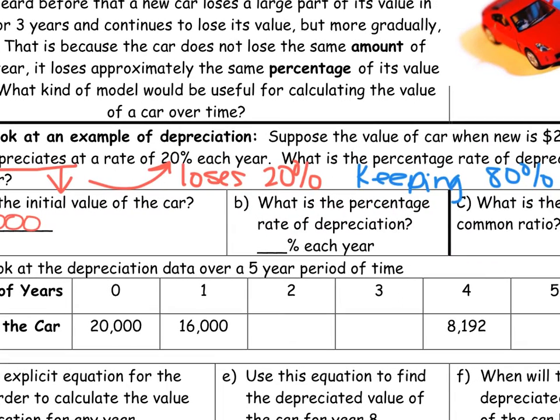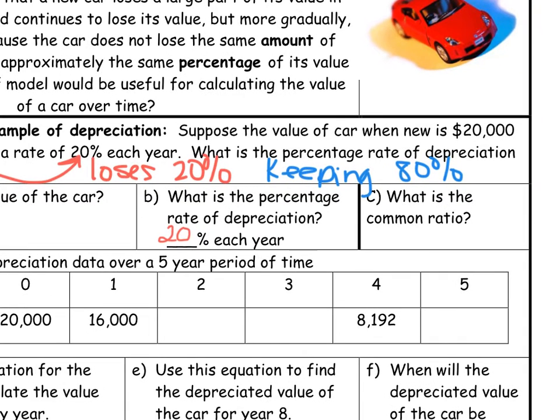What is the percent of depreciation? So we already said that this car is losing 20% each year. So we have to find out, okay, well, what's the common ratio? So like we said up here, if it's losing 20%, it's keeping 80%, so our common ratio is 0.8. Or we could just do 100% minus 20%, and that's where we get the 80%. So our common ratio is 0.8.